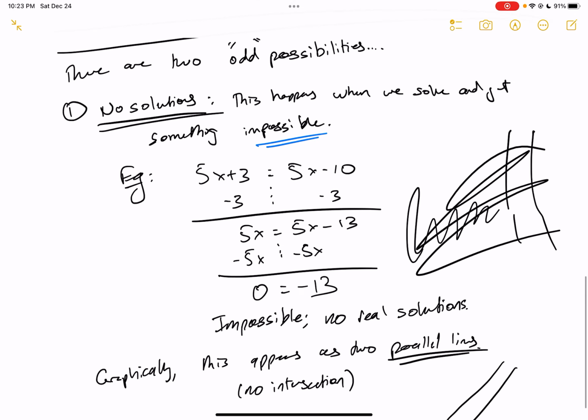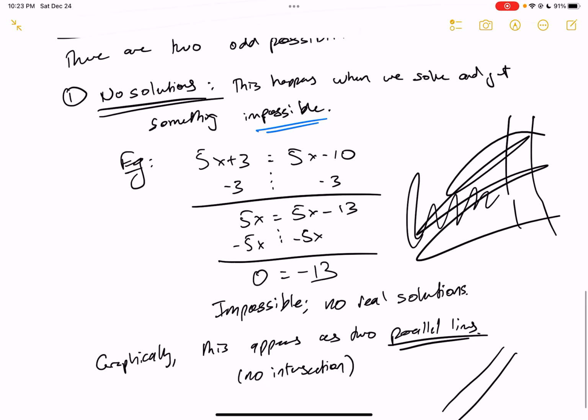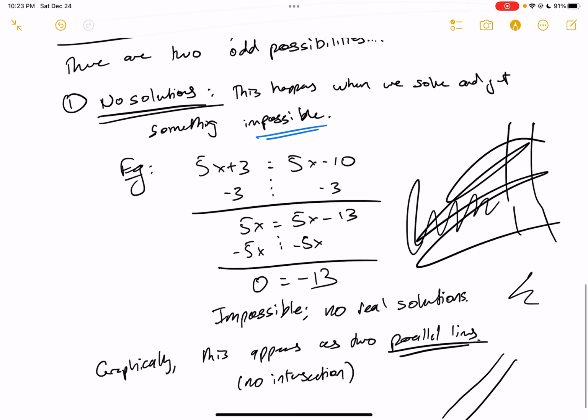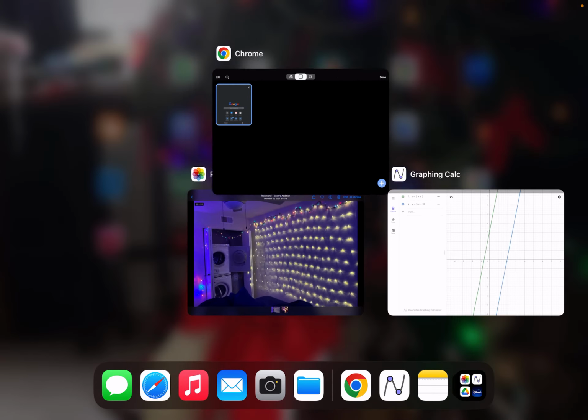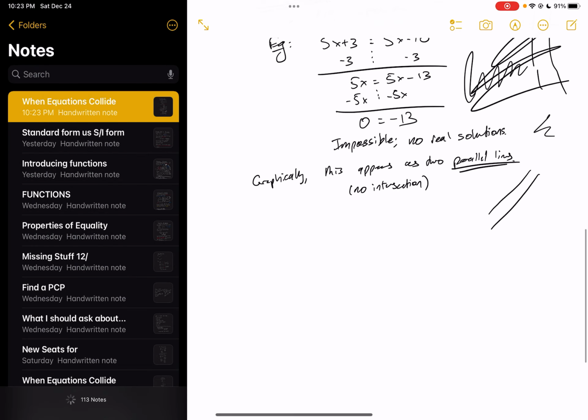Don't know why this is not working. Hold up. Do I have to close the app? Yeah, let's close this and see what happens. Hold on a sec. Sorry, guys, technical difficulty. Okay, now it's working.